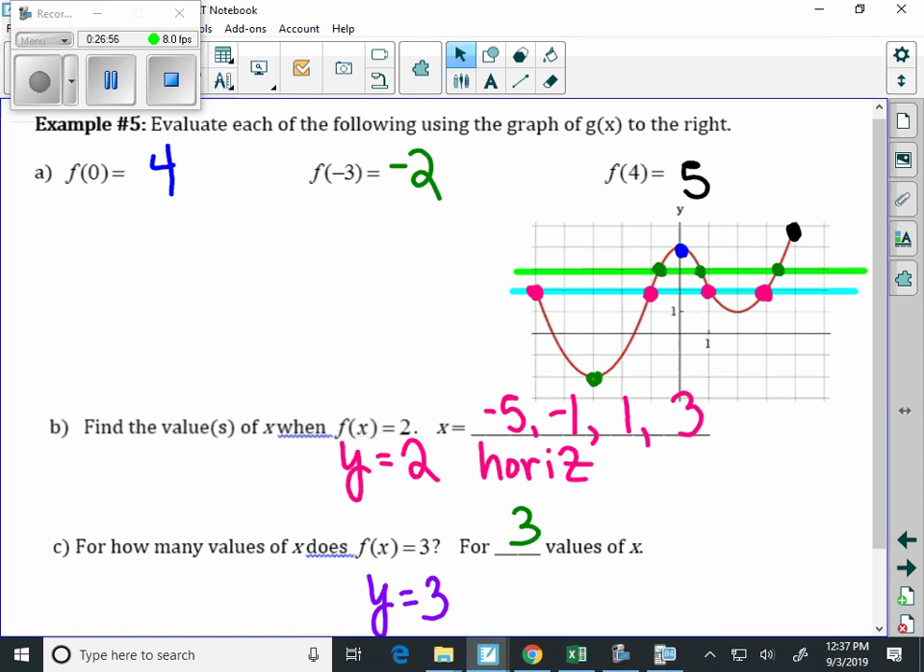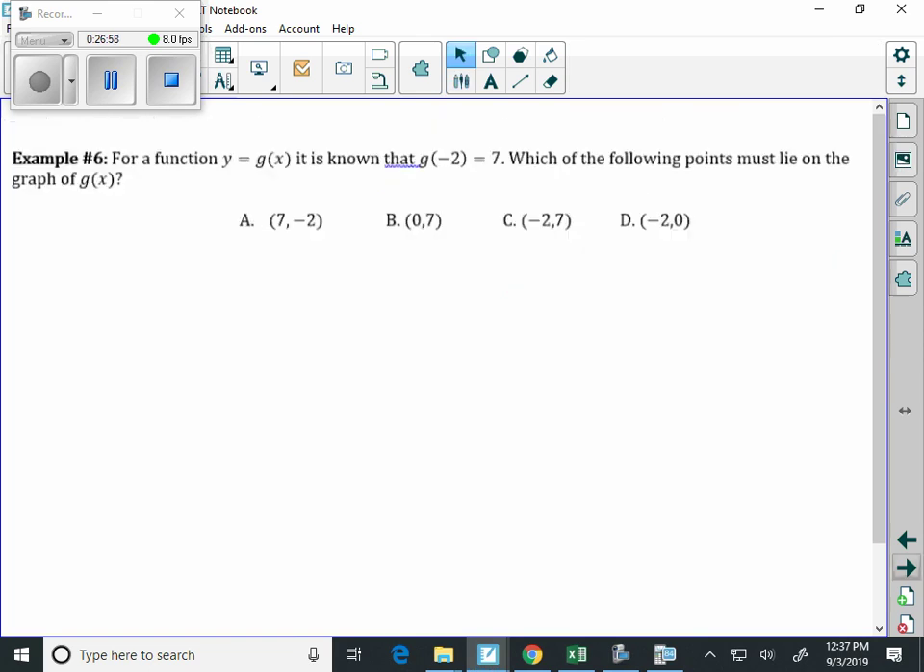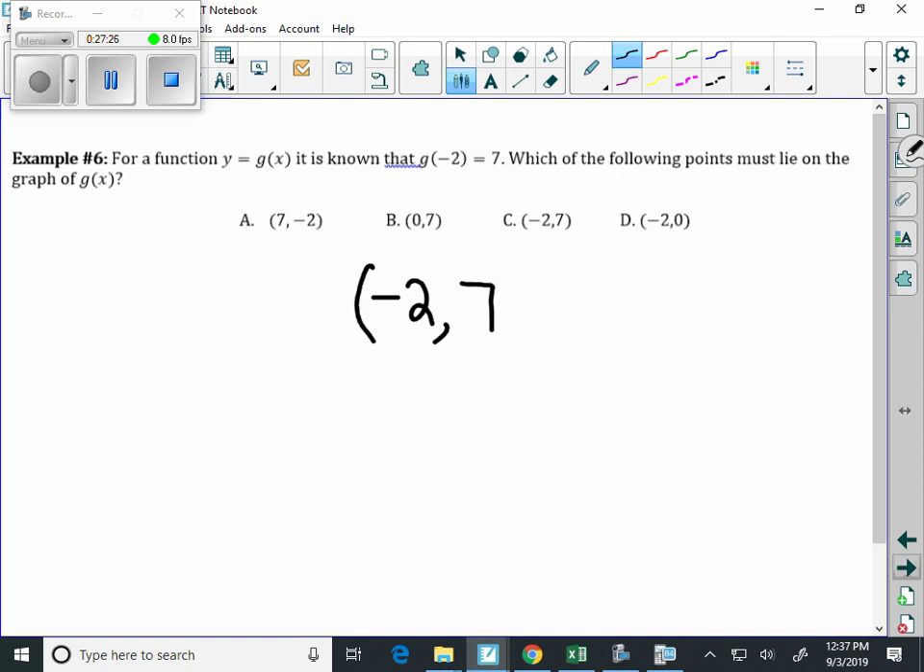Lastly, for a function y equals g of x, it's known that g of -2 equals 7. Which of the following points must lie on this graph? Well, remember, -2 is the input. It's the x value of the function. 7 is the output of the function, which is the y, which means that letter C is our multiple choice answer.